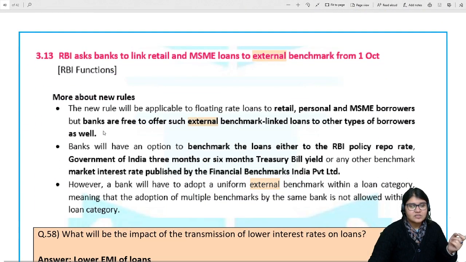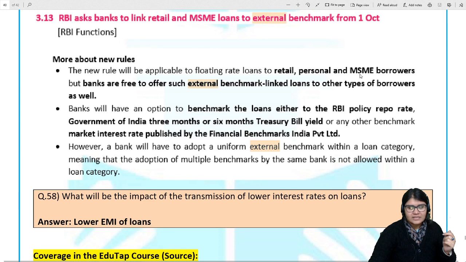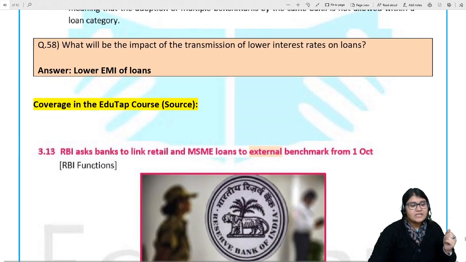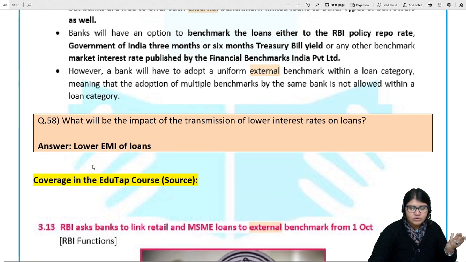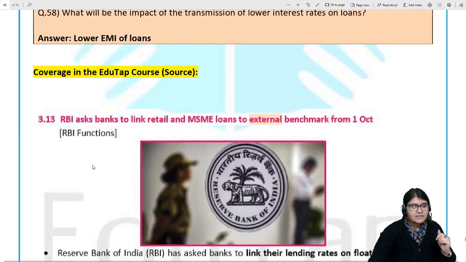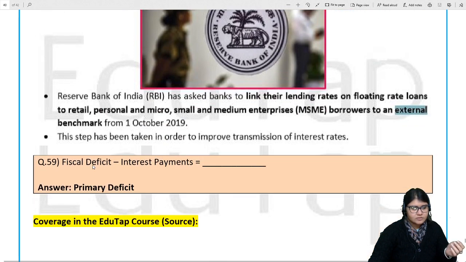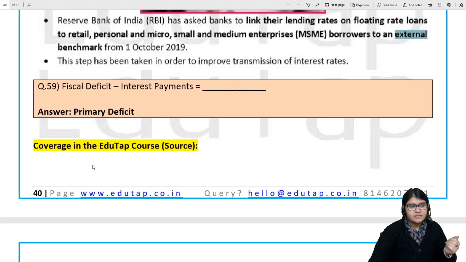You can see RBI asks banks to link retail and MSME loans to external benchmark from 1st of October. So here we can see what the benchmarks are that can be used. Either RBI policy repo rate, or Government of India 3 months or 6 months treasury bill yield, or any other benchmark interest rate published by the Financial Benchmarks India Private Limited. So it is from this area that the question is being asked. What will be the impact of the transmission of lower interest rates on loans? It is lower EMI of loans. So in case you have understood this particular news article properly, this is a concept based question, you would have answered this correctly.